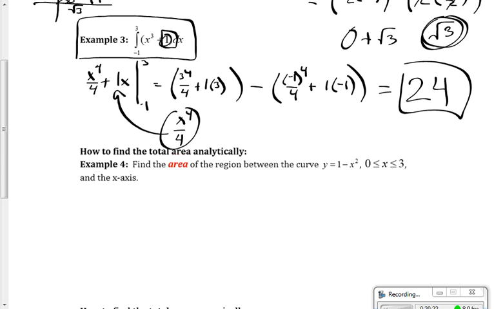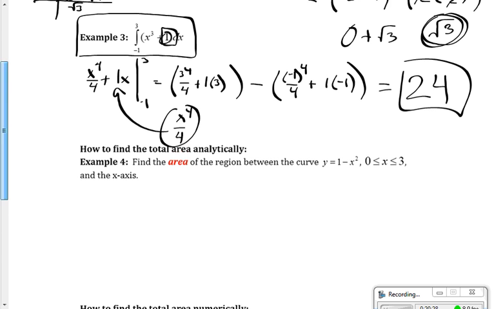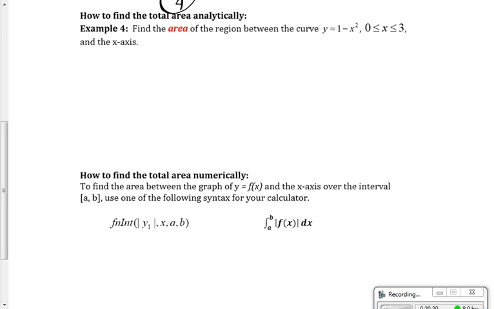Okay? Here's the leap. You ready for the leap? This isn't crazy bad yet, right? Here's the leap. And we talked about this a little bit last week. The phrase here that's important is total area. Do you remember the difference between total area and net area? Tell a neighbor in 10 seconds what's the difference between net area and total area. Use your own words.